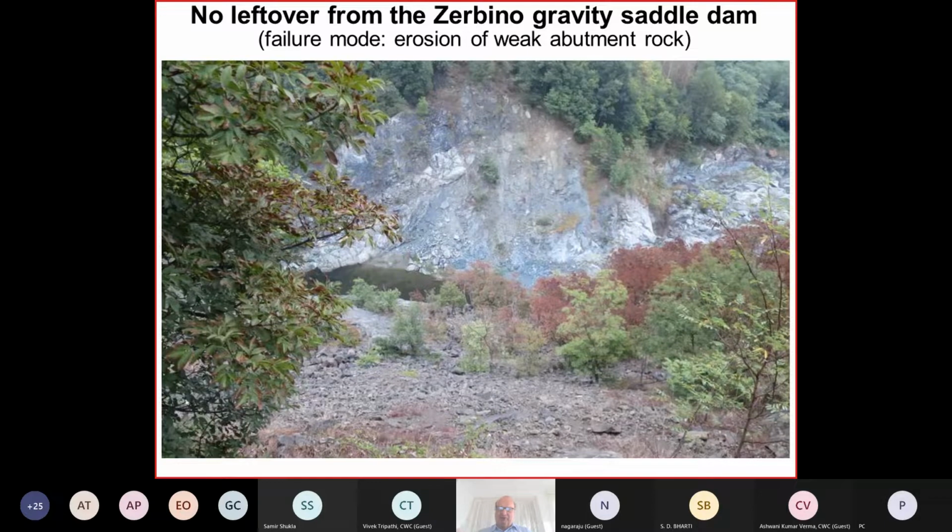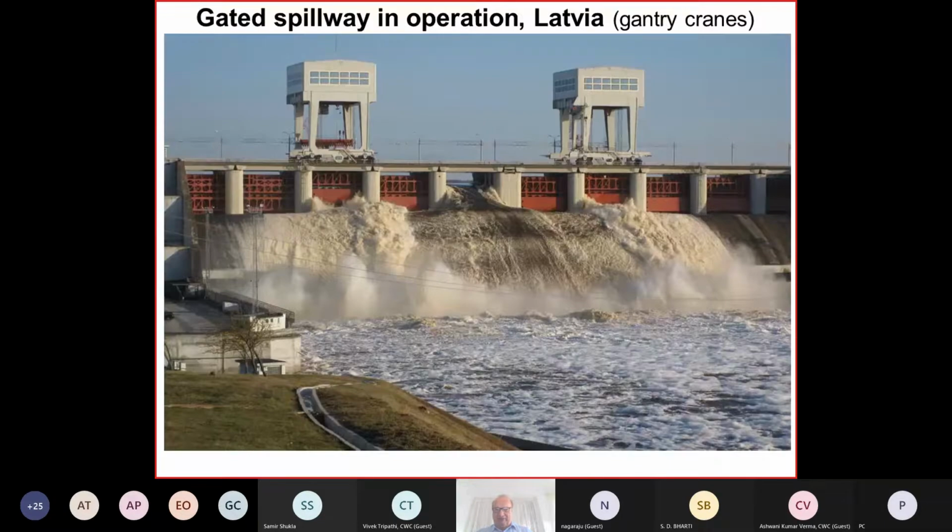But if the dams are not high and you have a substantial overtopping, and if there is, like in this case, also some problems with the abutment, it can be completely washed away, as is the Cervino Dam. So therefore, it is a good example. This photo I've shown already.